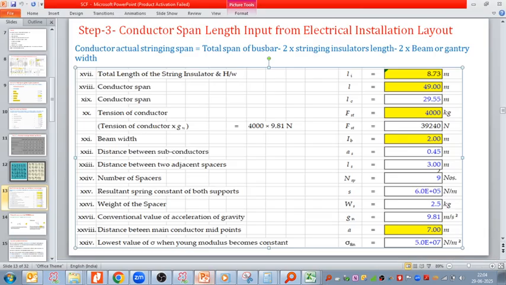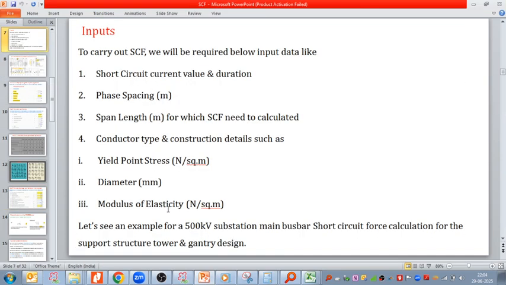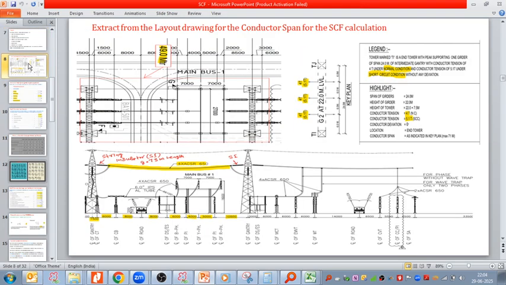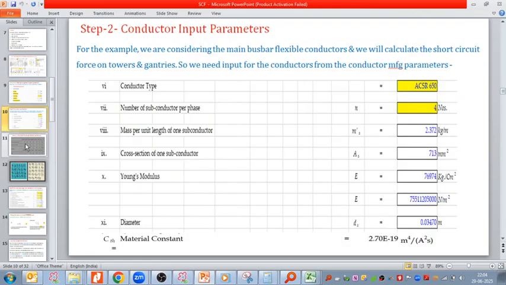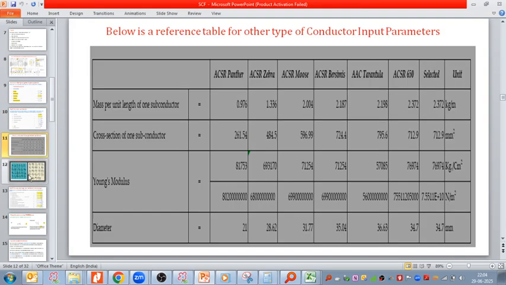So back to the calculation. Again, the input we require that we have listed here, it is clear so far, Kinchan? The input is clear to you, right? From where to select the value, the input value, that also is clear to you, right? Let me know if anything is not clear.